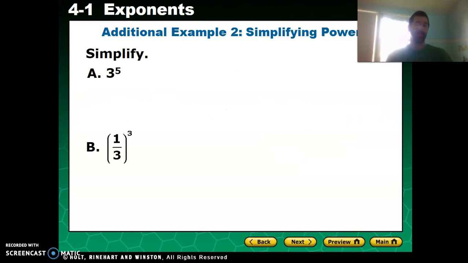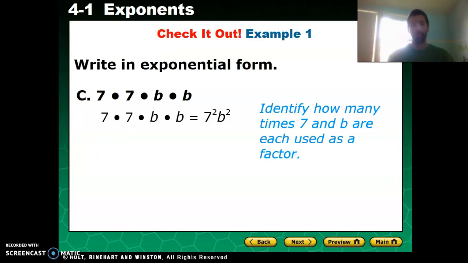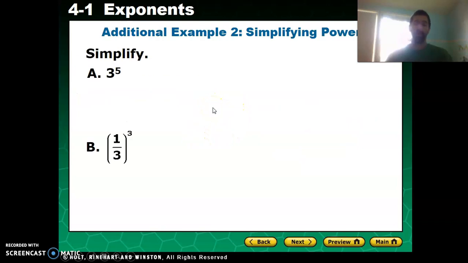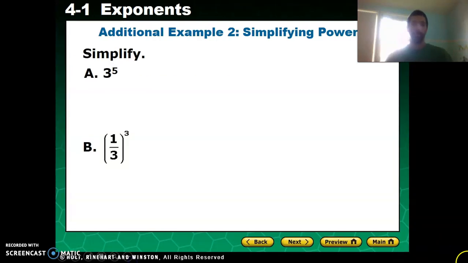So now we're going to write it a little bit differently. We're going to go from expanded form to exponential form. This is exponential form. So now we're going to work backwards, basically. Here we went from expanded form to exponential form. Here we're going to go the other way, and we're going to be simplifying these powers. So what would this actual answer be?